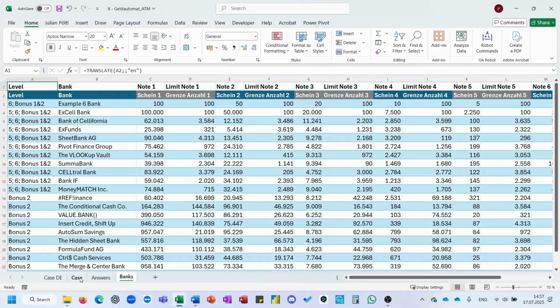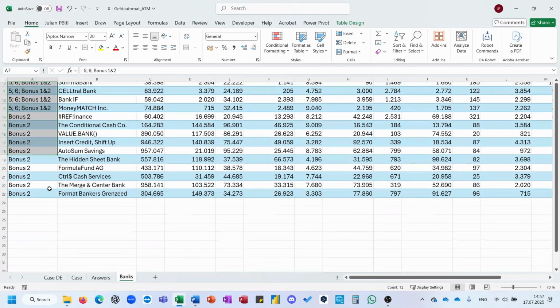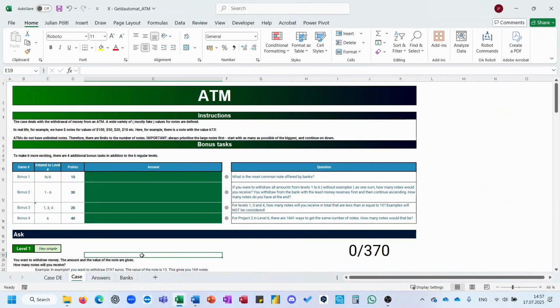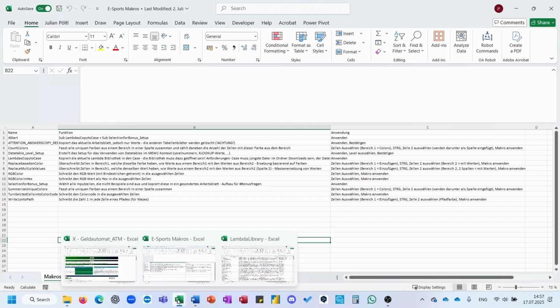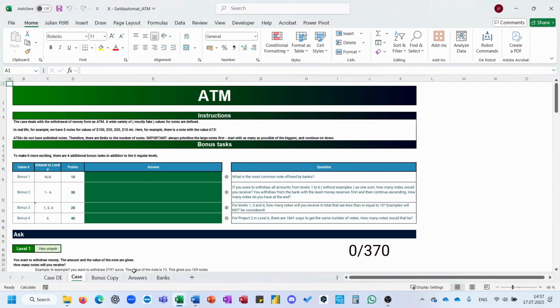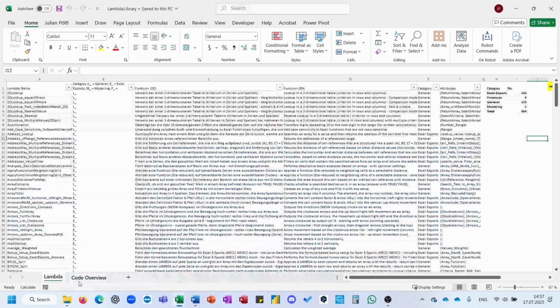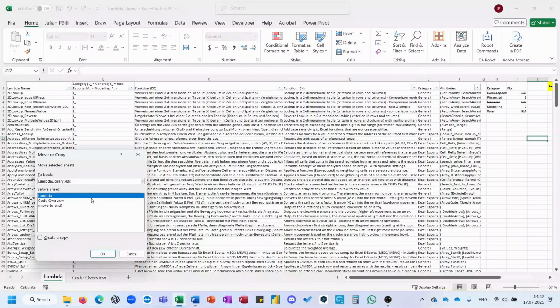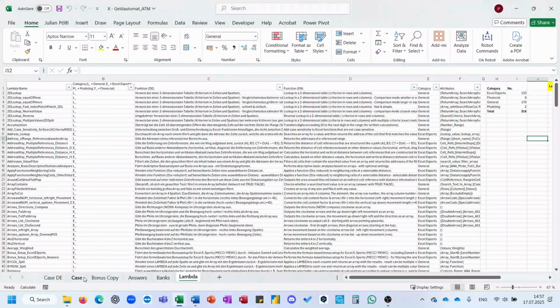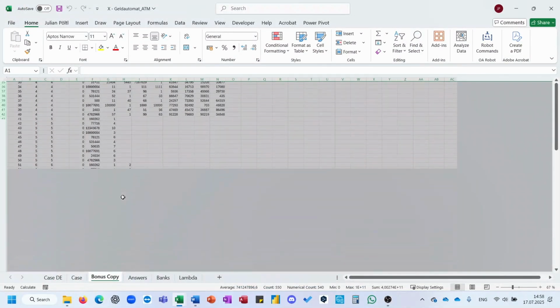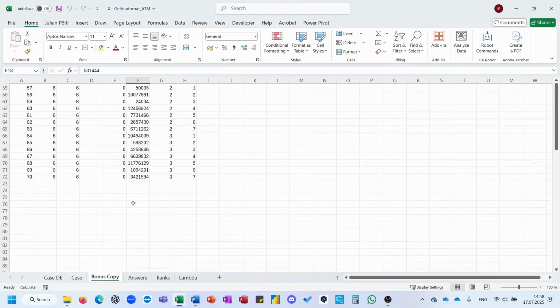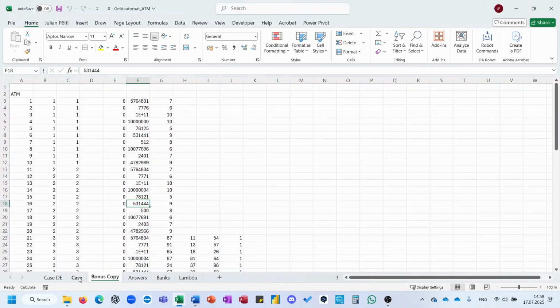A little bit of data here, some bonus dependent data you should know. But here, first import lambdas. Now lambda import wasn't successful. Let's do it manually. Okay, because I will use my lambdas, but I have at least a bonus copy, some sort of.